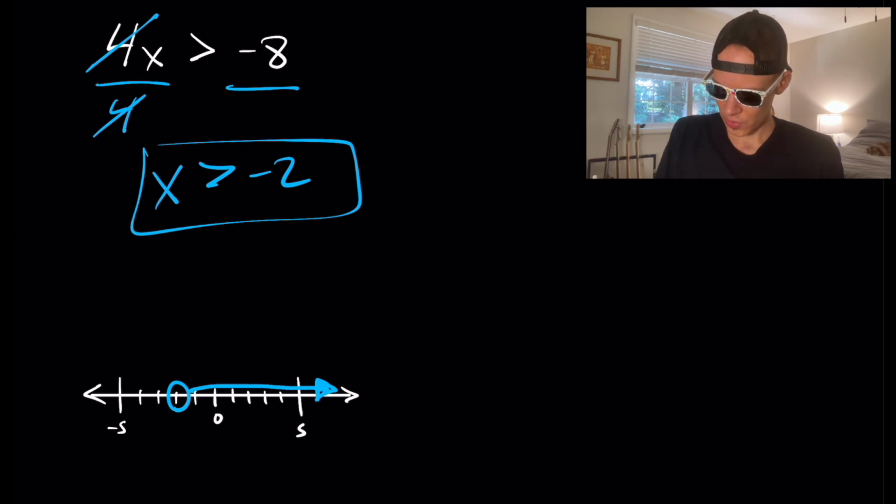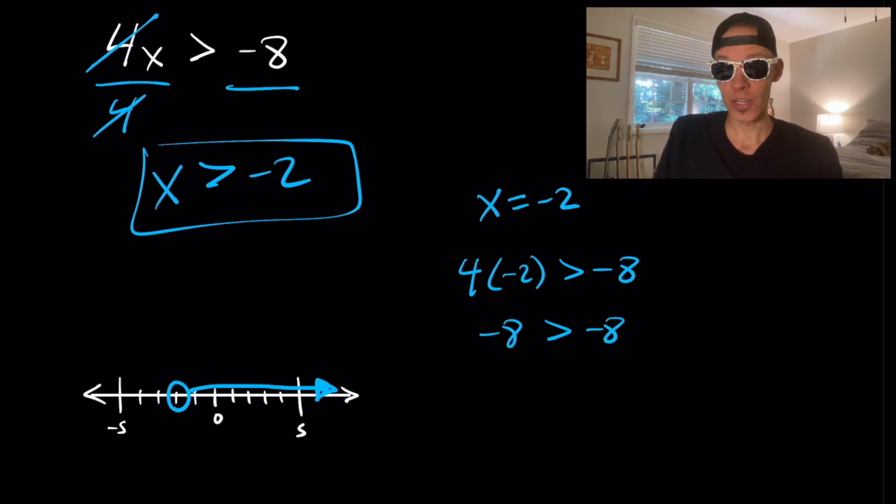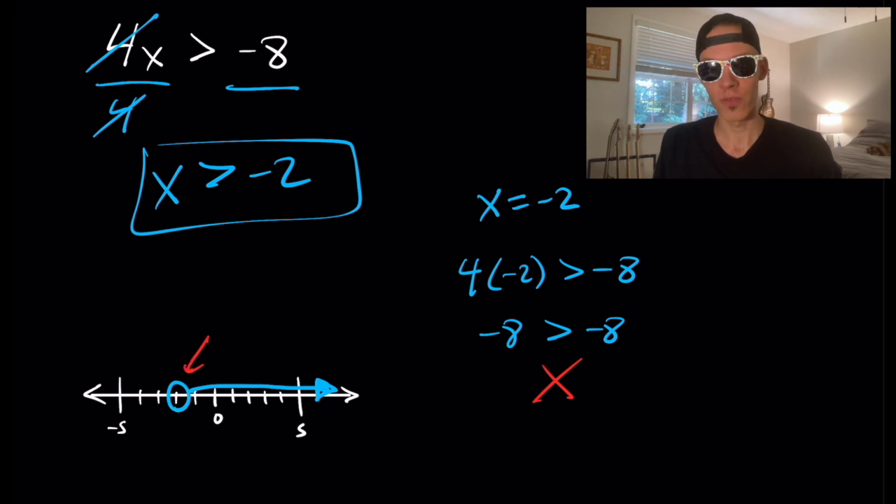And again, let's just do one test point. I just want to show this thing real quick. If we make x equal to -2 and plug it in, so 4 times -2 is greater than -8. Sorry, greater than, not greater than or equal to, greater than -8. 4 times -2 is -8. And is that greater than -8? No, it's not. -8 and -8 are equal to each other. Again, that's why this circle here is open, because when we use that value of -2, we get an untrue inequality. So it has to be an open circle.